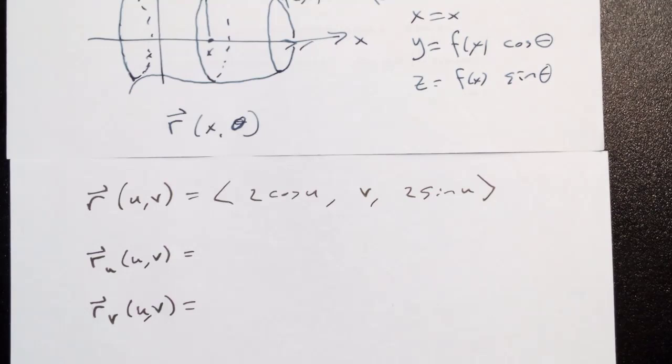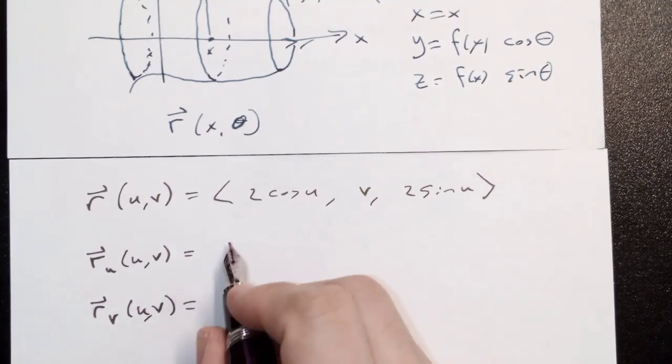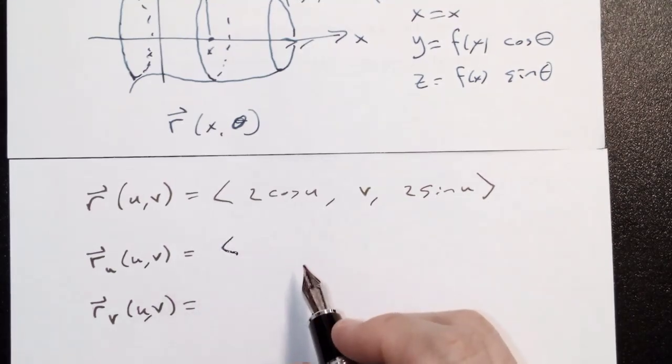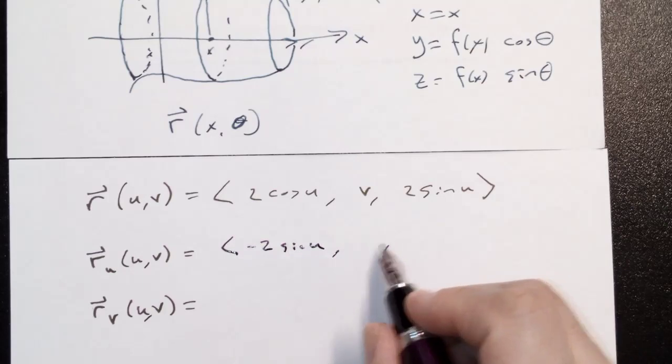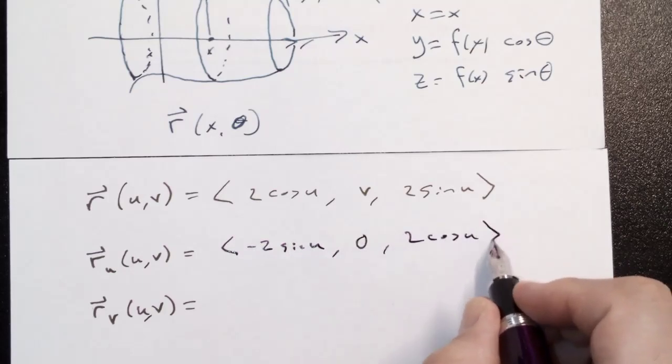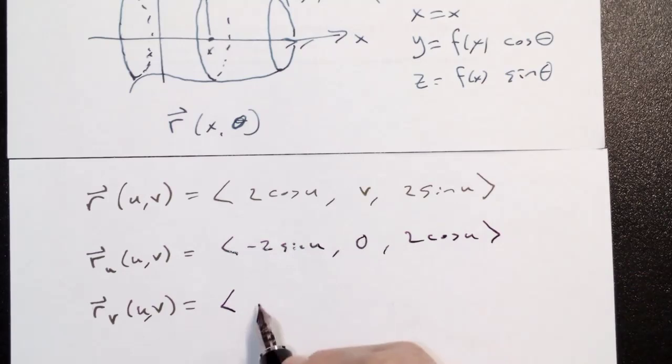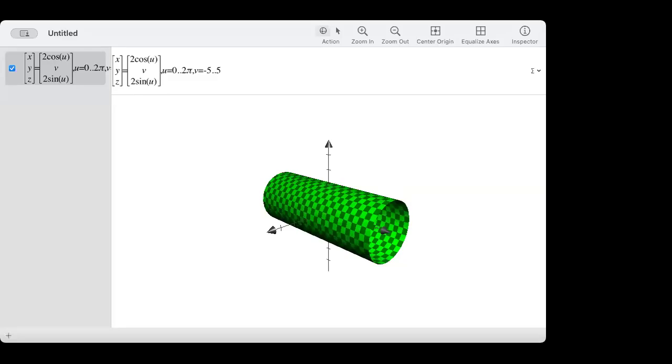Put in the wrong variable at first. What are my partial derivatives? What's r_u? And r_v? Oh, that's nice and easy. So let me ask you a question. What direction does r_v point on my cylinder?